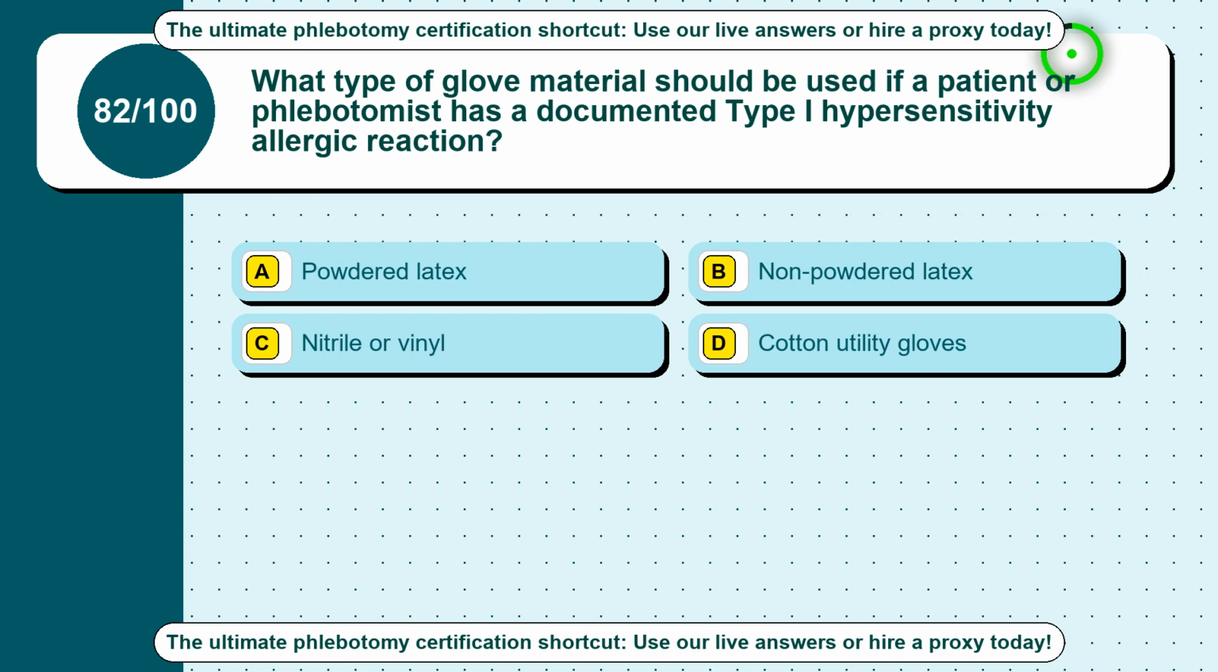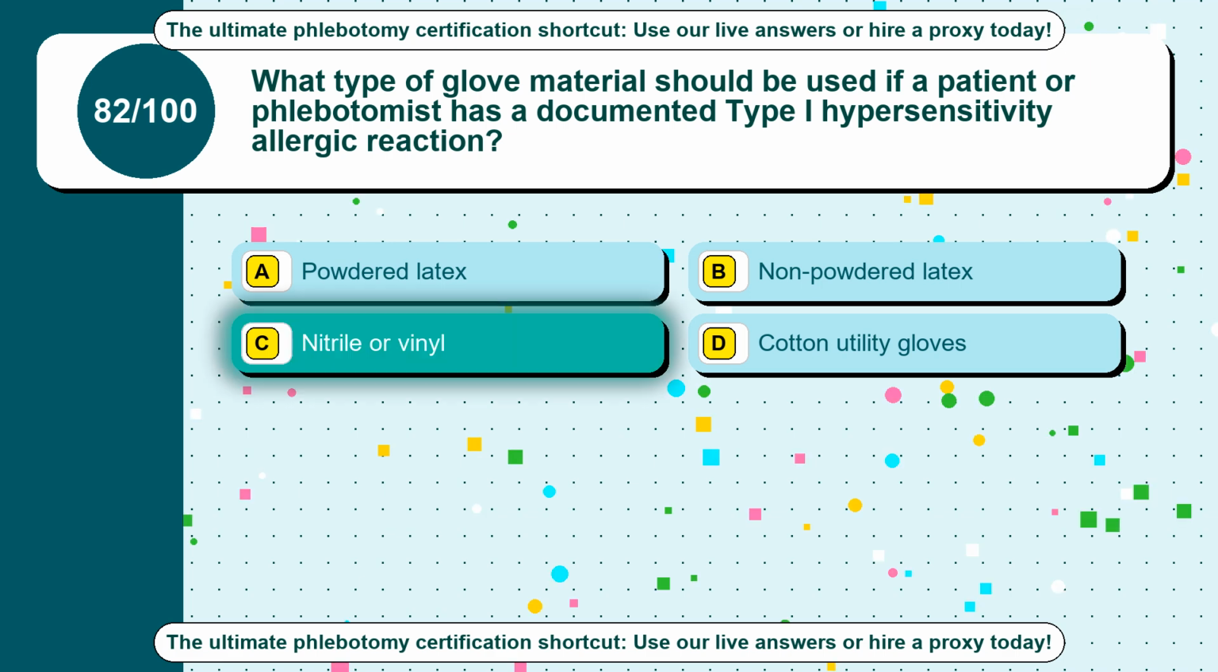Question 82. What type of glove material should be used if a patient or phlebotomist has a documented type I hypersensitivity allergic reaction? Option A. Powdered latex. Option B. Non-powdered latex. Option C. Nitrile or vinyl. Option D. Cotton utility gloves.